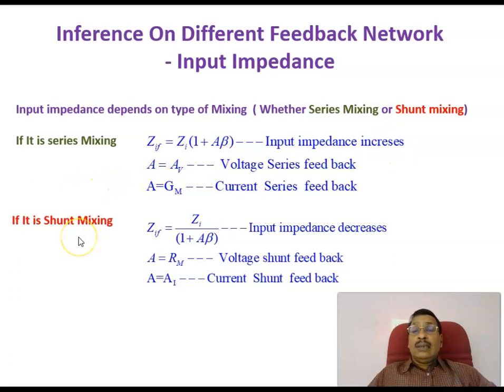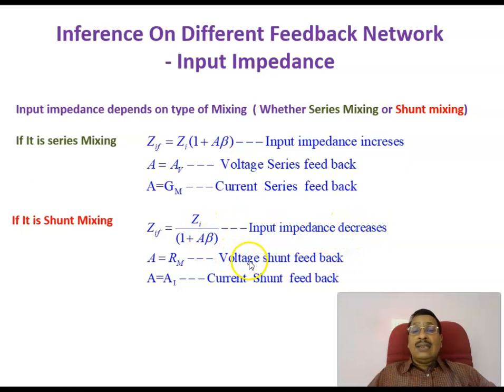Now, if the mixing is shunt, because we are feeding back the current, the input impedance is reducing. Therefore, the input impedance decreases. That is given by Zif equal to Zi divided by 1 plus A into beta. Therefore, in shunt mixing type, the input impedance is decreasing.